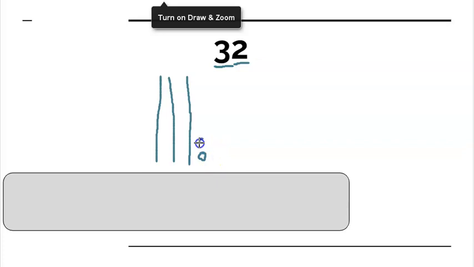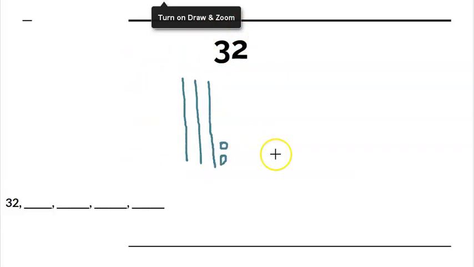1, 2. I need to make sure that I got all the way to 32, so I'm going to go back and count my number. Get ready to count with me. 10, 20, 30. Make sure you clap when you run out of tens. 30, 31, 32. Did I represent my number 32 using my quick tens? Yes.